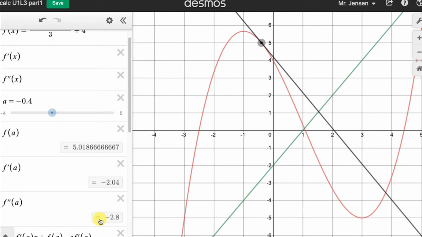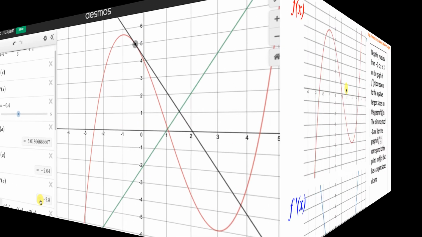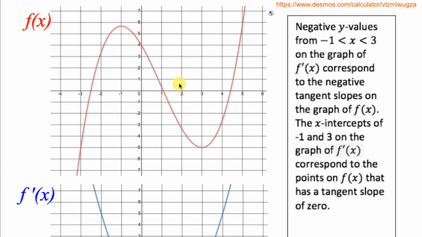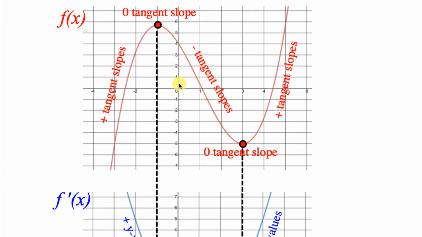We're going to spend the next couple of units solidifying all of this information and figuring out what it's useful for. But this is a good starting point to help understand the connection between a function, its first derivative, and second derivative. Okay, so let's go back to the lesson and kind of jot down these connections.